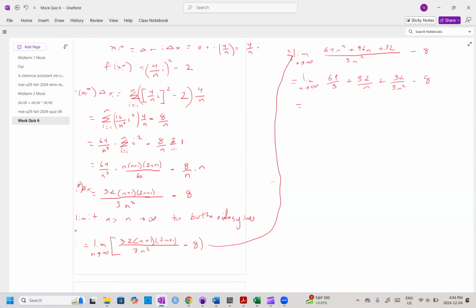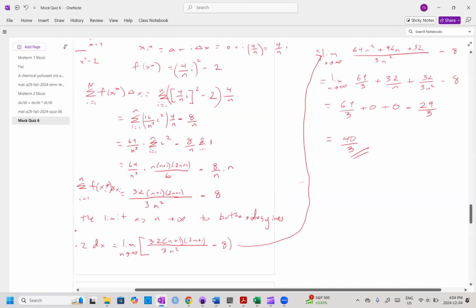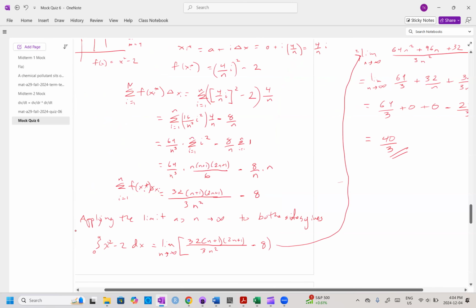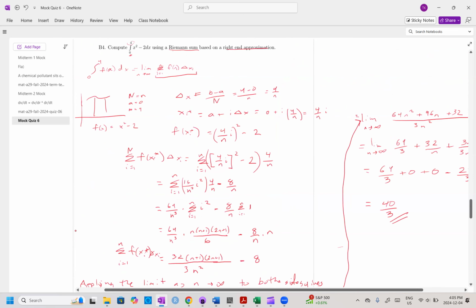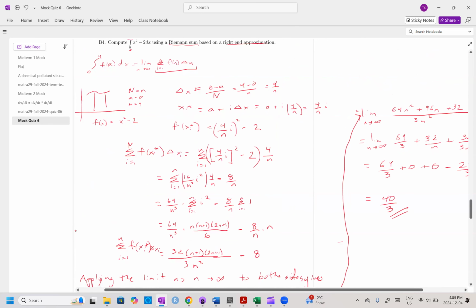Taking the limit as n goes to infinity, we have 64 over 3 plus 0 minus 8. So we have 64 over 3 minus 24 over 3, since the 8 becomes 24 over 3, which equals 40 over 3. So that is what we computed using Riemann sums, 40 over 3 units squared. That is our Riemann sum using a right-hand approximation.